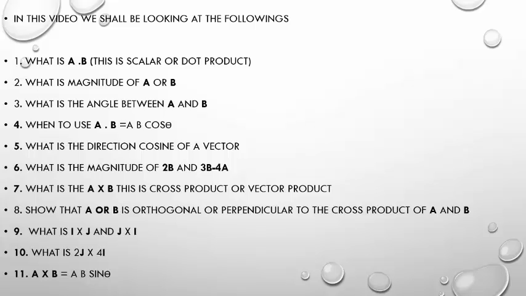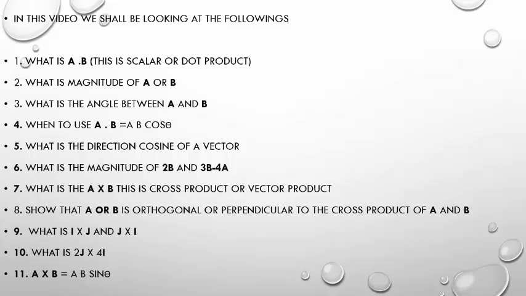Then these are the questions that you have been able to look at. What is A dot B? What is the magnitude of A or B? What is the angle between A and B? When to use A dot B is equal to AB cos theta? What is the direction cosine of a vector?